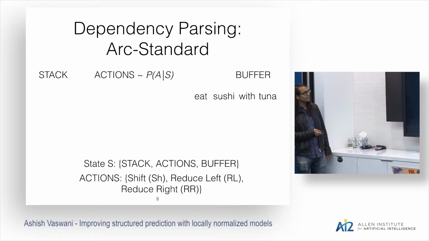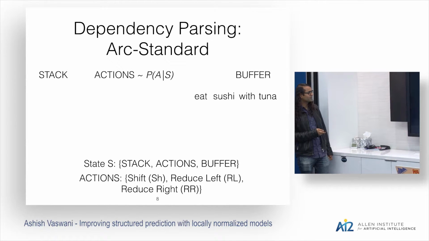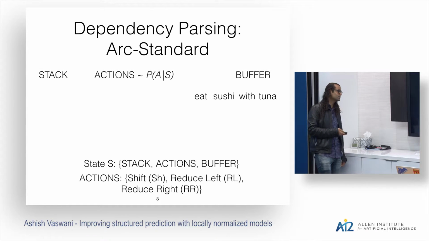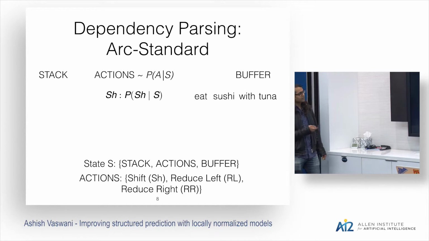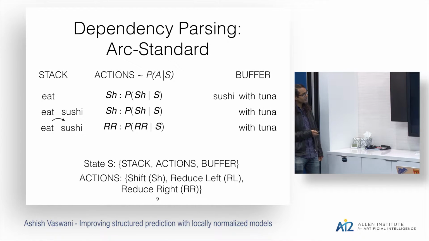So we're going to use the arc-standard system. This is going to be a really quick refresher on the dependency parsing system we're going to use. So we have a buffer, we have actions, and we have a stack. And your state is a combination of these three items: stack, buffer, and one previous action. The actions available to you are shift, reduce left, and reduce right. So let's say you do a shift. You shift an item onto the stack. Here's another shift. Shift another item.